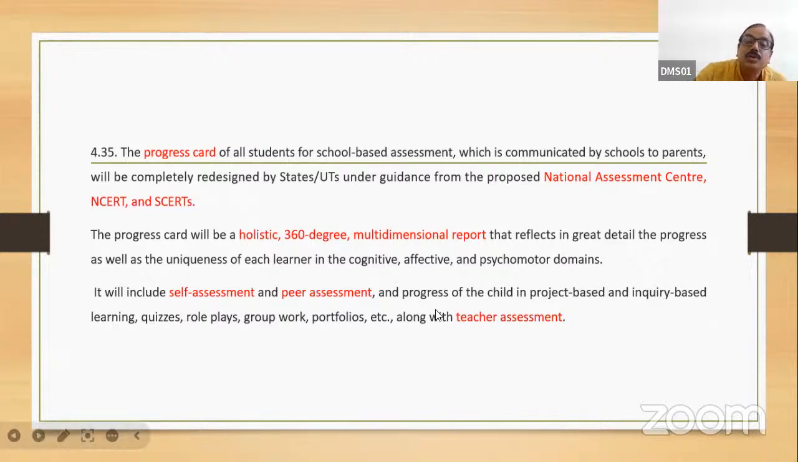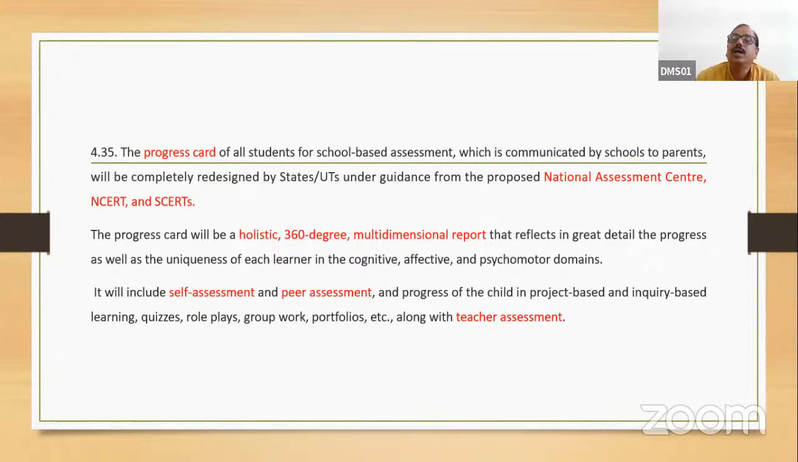And this report should include not only assessment by the teacher; it should include assessment by the student, self-assessment, and peer assessment in the progress report. For doing all those things, you must see the progress of the child in project-based and inquiry-based learning, quizzes, role plays, group work, portfolios, etc., along with teacher assessment. That means academic testing, your unit test, annual term, and midterm test, is not the only way; it can be done in multiple ways, in multiple forms.